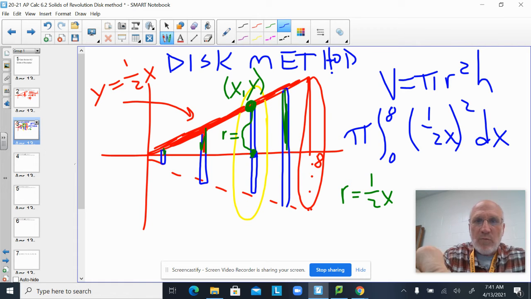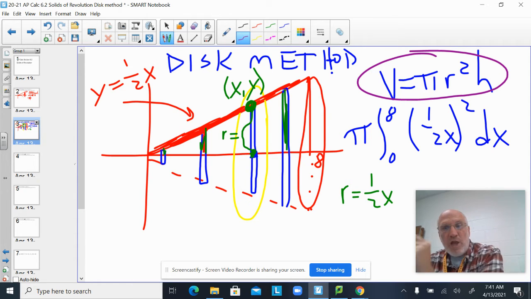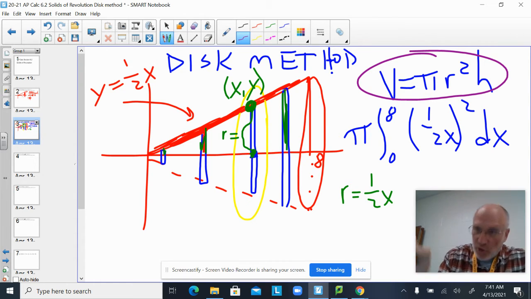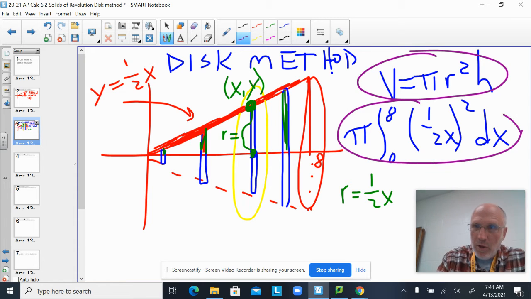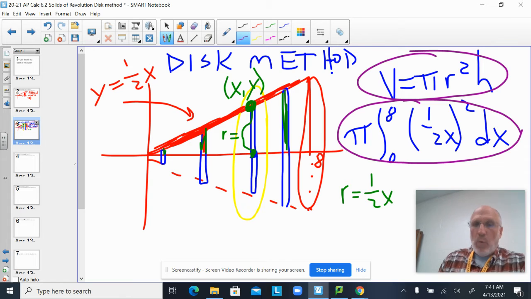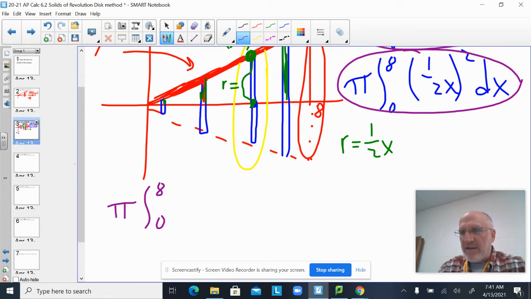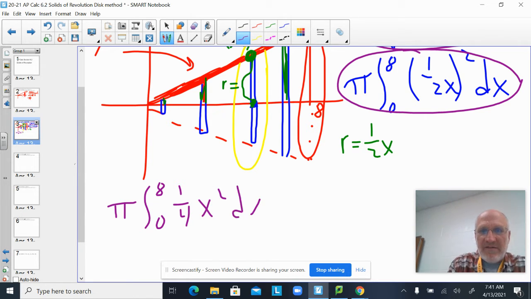So I want you to recognize that this formula, which is just a formula for the volume of one disk, turned into this integral, where by integrating it from 0 to 8, I am finding the sum of the volumes of an infinite number of disks that are infinitely skinny. So once I get it to there, now it's an integral I can take. So now I will scroll down here. This becomes pi times the integral from 0 to 8. 1/2 x times itself would be 1/4 x squared dx. Again, I haven't taken the integral yet.